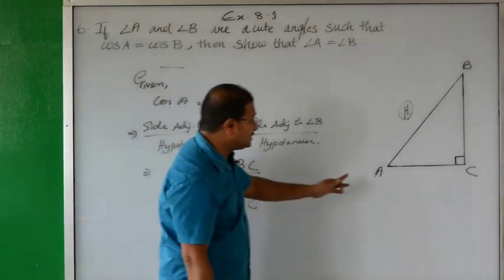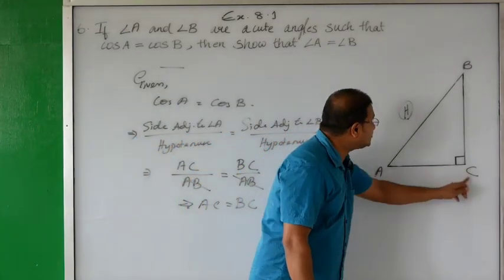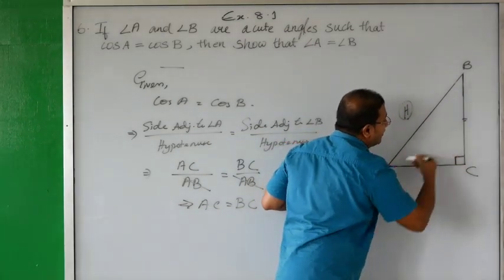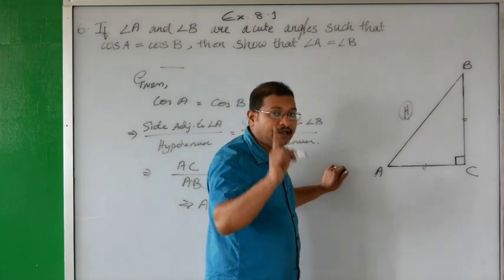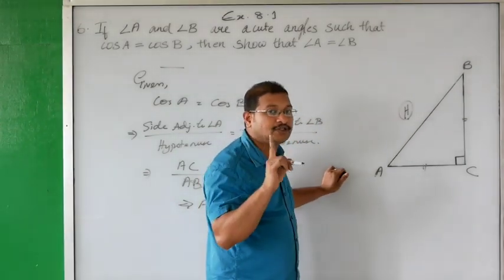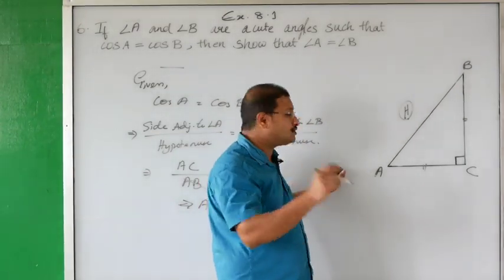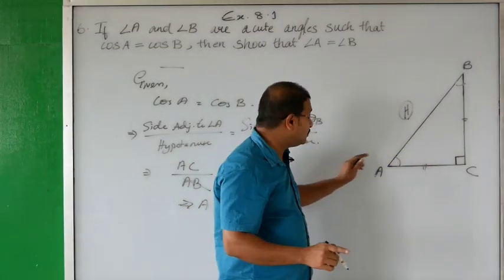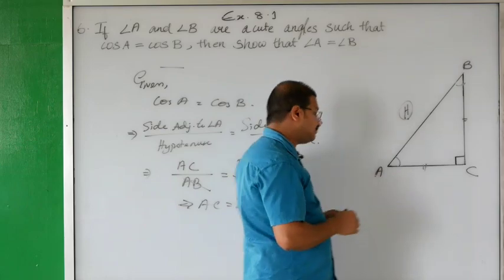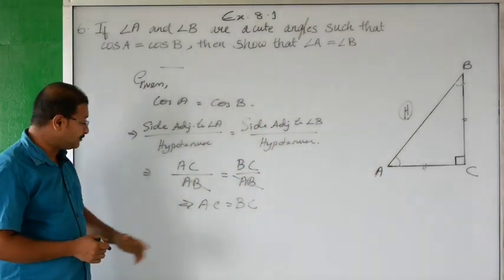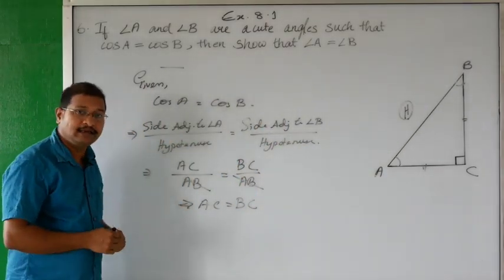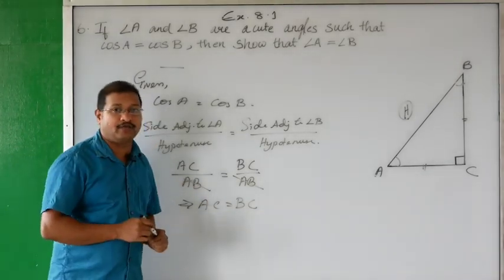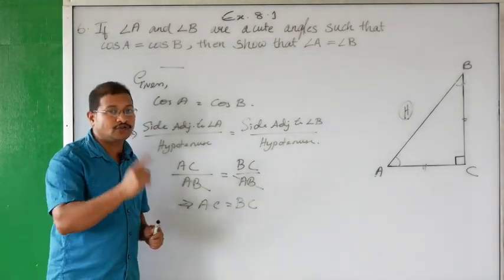AC equals BC means AC and BC are equal. That means two sides are equal in the triangle, so this triangle is called an isosceles triangle. Isosceles triangle means two angles are equal. See, my dears, we got it: AC equals BC, two sides are equal, so we call it an isosceles triangle.